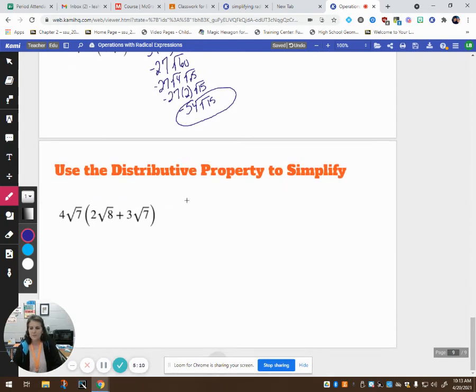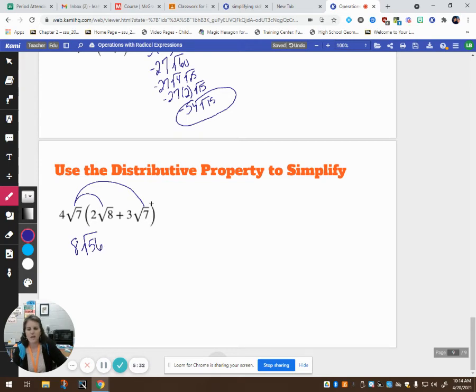All right, and last problem of the day, let's try to simplify this. So we're going to be distributing this to each of these terms. So I have 4 times the square root of 7 times 2 times the square root of 8. So 4 times 2 is 8. Square root of 7 times square root of 8 is square root of 56.